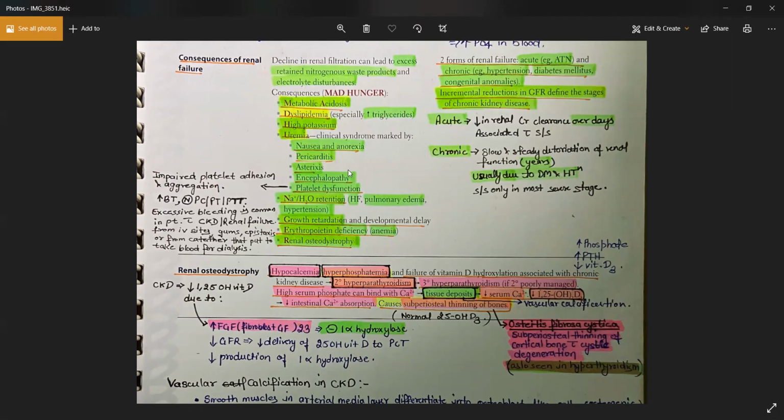Now you can have two forms of renal failure. One is the acute, of course, and second is the chronic. Acute causes we have discussed already. All the causes of acute intrinsic renal failure, like acute interstitial nephritis, acute tubular necrosis, diffuse cortical necrosis, renal papillary necrosis, they all are the acute causes of renal failure. Then you can also have chronic renal failure. The major causes are hypertension and diabetes mellitus, or any congenital anomaly, of course. But the major ones are hypertension and diabetes mellitus.